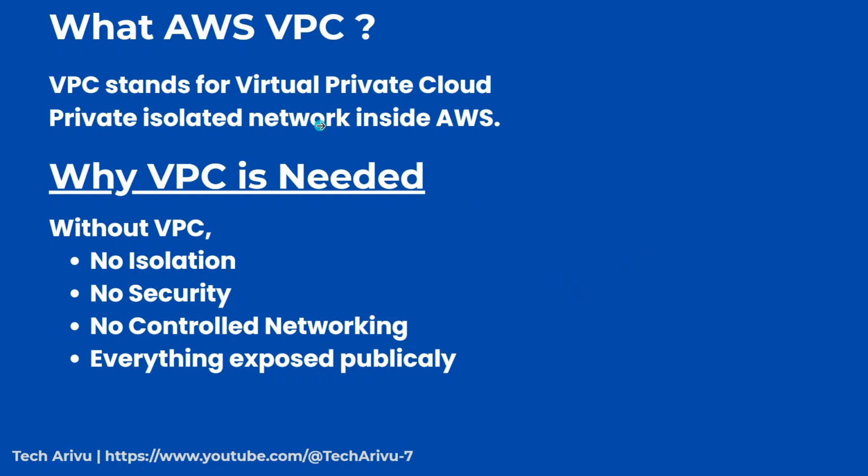So, what is AWS VPC? VPC stands for Virtual Private Cloud, and it is a private isolated network inside AWS. So, why do we need a VPC? Imagine hosting your database directly on the internet. Anyone could potentially attack it. That's really dangerous. So, AWS allows us to separate resources into public and private networks. So front-end servers stay public and the database stays private. This is where a VPC becomes extremely important.